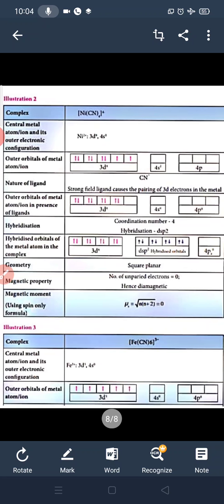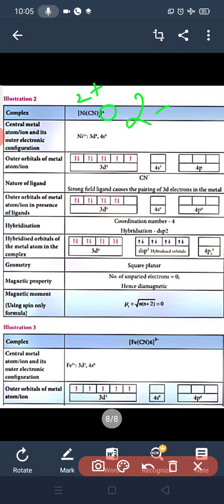Here there is a small printing mistake in your textbook. So here it is, please change it. NiCN4, 4 minus, it is actually 2 minus. It is actually 2 minus. Okay, so it is a printing mistake. So in 2 minus, now what will be the oxidation state of the nickel? 4 minus 2 will be 2. Nickel oxidation state is plus 2.